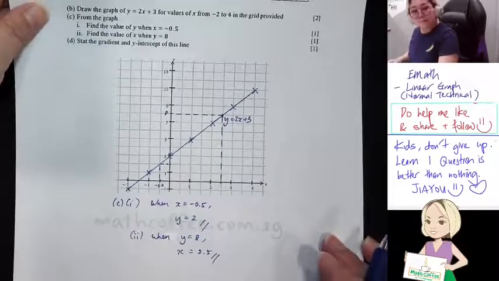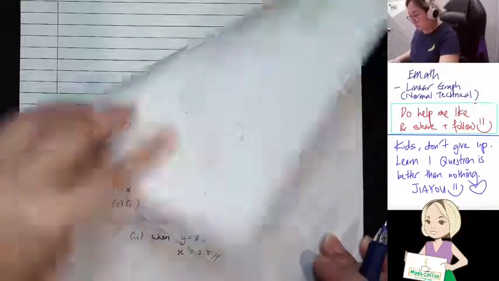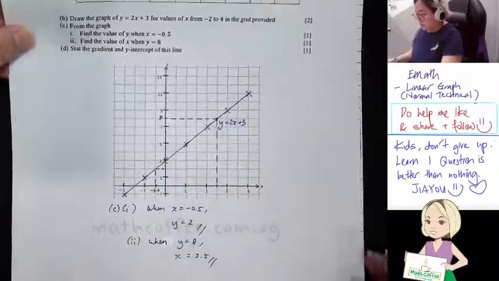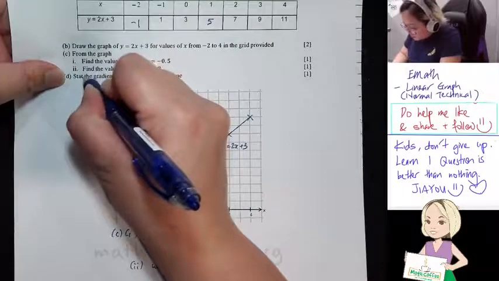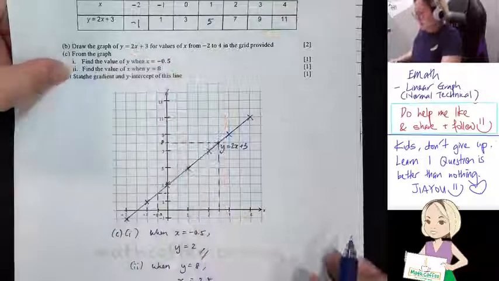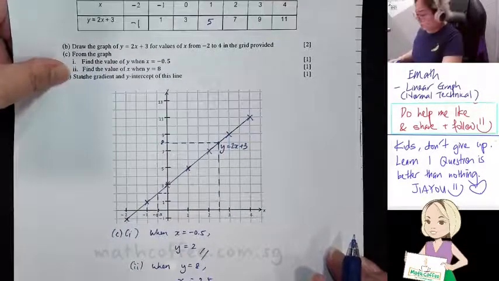Okay? So this is how you do this question. And part D, they say state, okay, there's a spelling mistake here. It's supposed to have an E. State the gradient and y-intercept of this line.